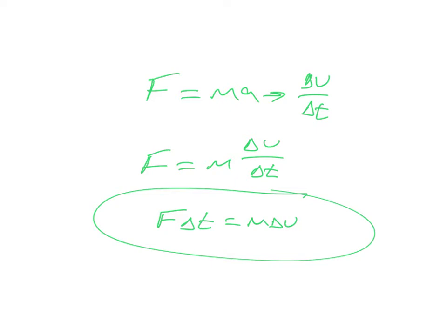It's just telling me a different way of relating some concepts. Anytime that we have a force exerted over time, that will give us a change in velocity for a mass. So how did we utilize this? Well, once again, we use this to talk about collisions.